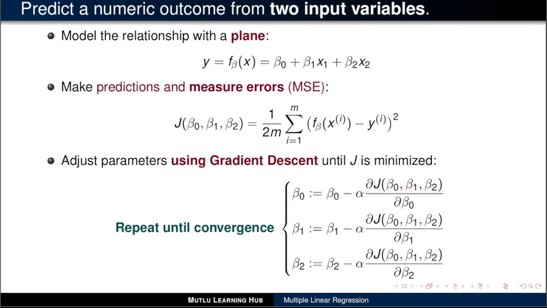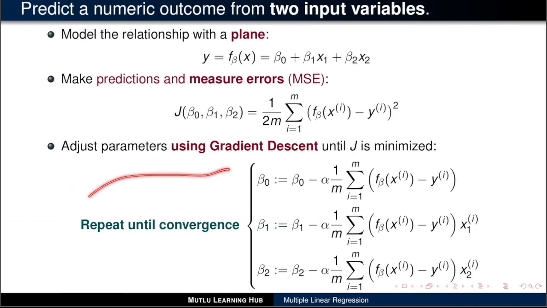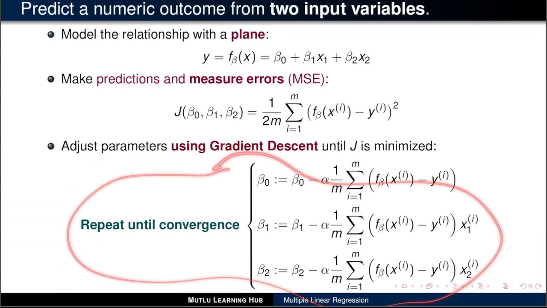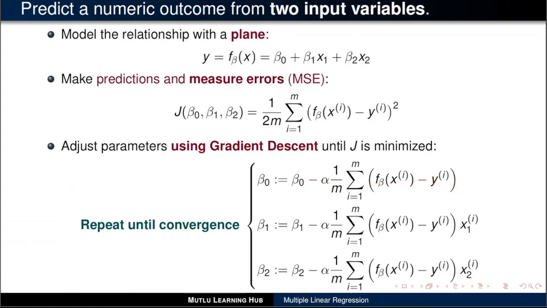And of course, the learning rate alpha determines how big each step is. After calculating the partial derivatives here, the update formula looks like this. If we look at the update formula carefully, here we see x1^i and x2^i. This means that we are adjusting each beta j based on how much that feature contributes to the overall prediction error.